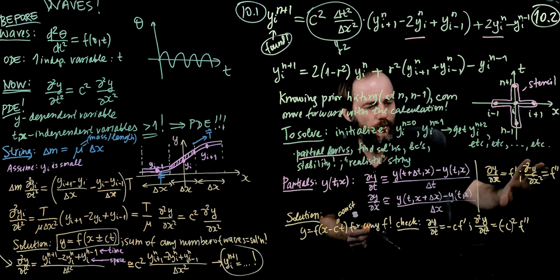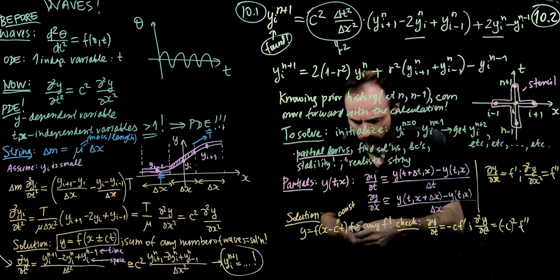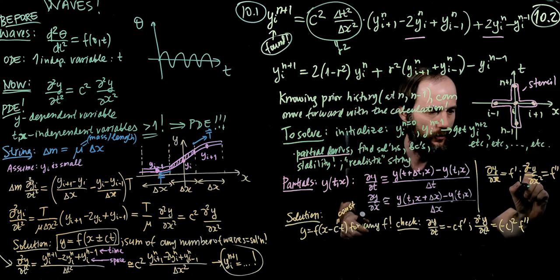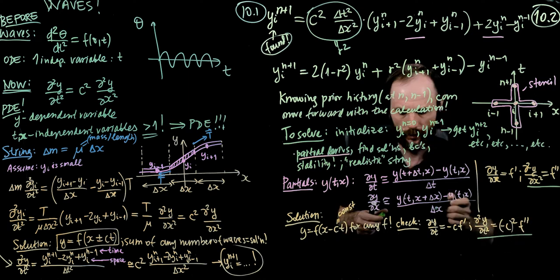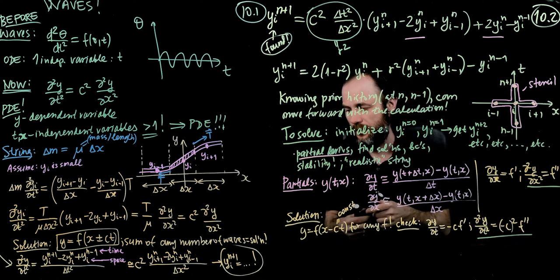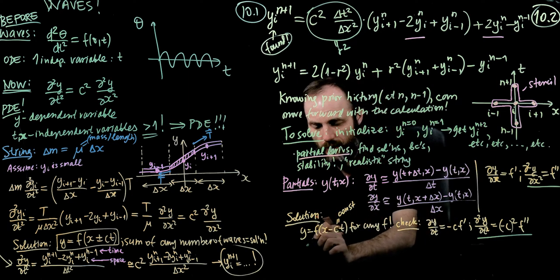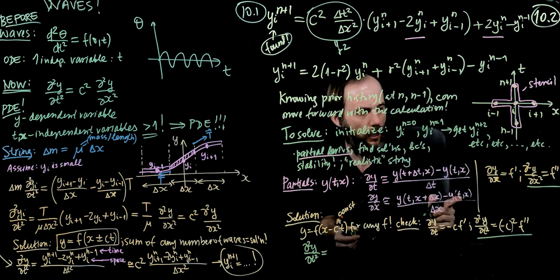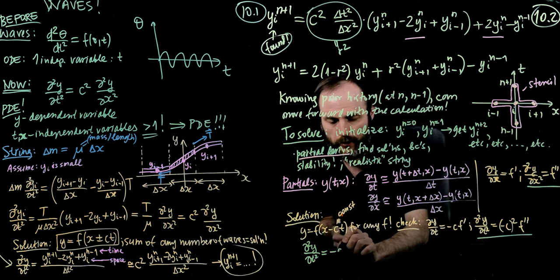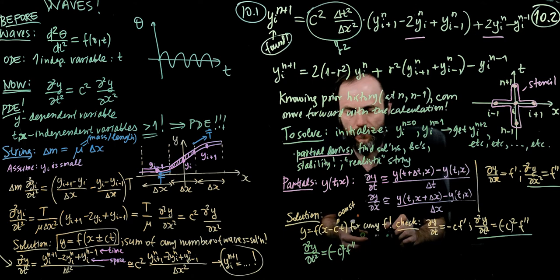So now we can combine these expressions, this one and that one, together and check whether the result will be a solution. So let's try and see if that's the case. So d2y/dt squared is equal to minus c squared times f double prime.